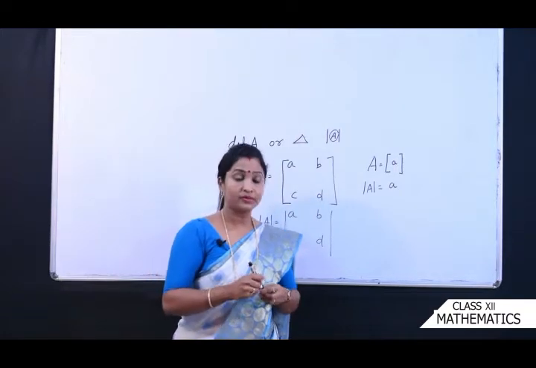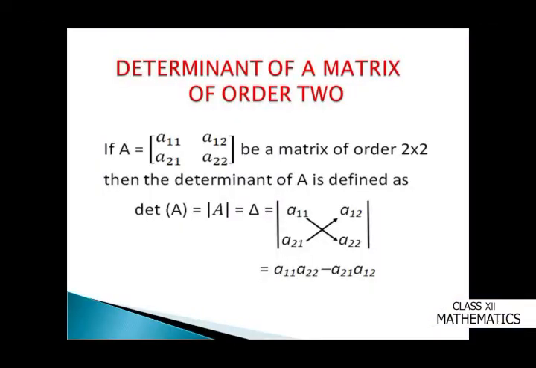ठीक है, अब next पे देखते हैं what is the determinant of a matrix of order 2. If you have a matrix of order 2, that means you have 2 rows and 2 columns. At that moment, how are you going to find the determinant of that particular matrix? You can see in my slide, if A equals [a11 a12; a21 a22] be a matrix of order 2 by 2, then the determinant of A is defined as determinant A equal to delta, equal to different symbols they have used.